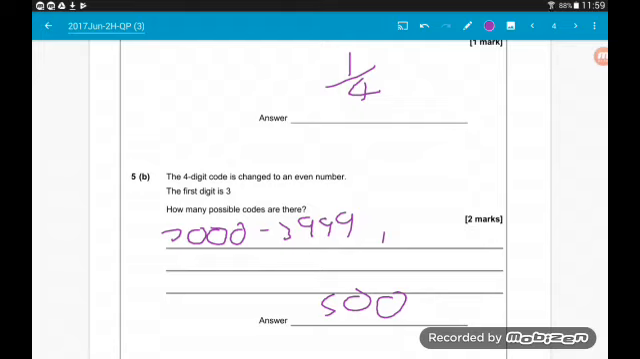Another way of thinking about it is that to make the number even, it's only the last digit that we care about. So the first of the 3 digits could be 10 possible things. The second of the 3 digits could be 10 possible things. But then the last one could only be 2, 4, 6, 8 or 0. So the last digit only has 5 possibilities. So 10 times 10 times 5 again gives us 500. 500 is our guy.